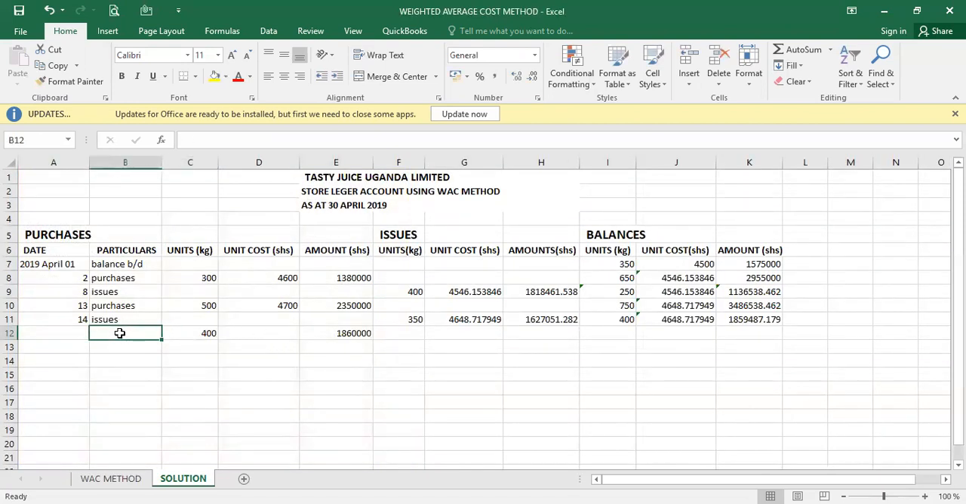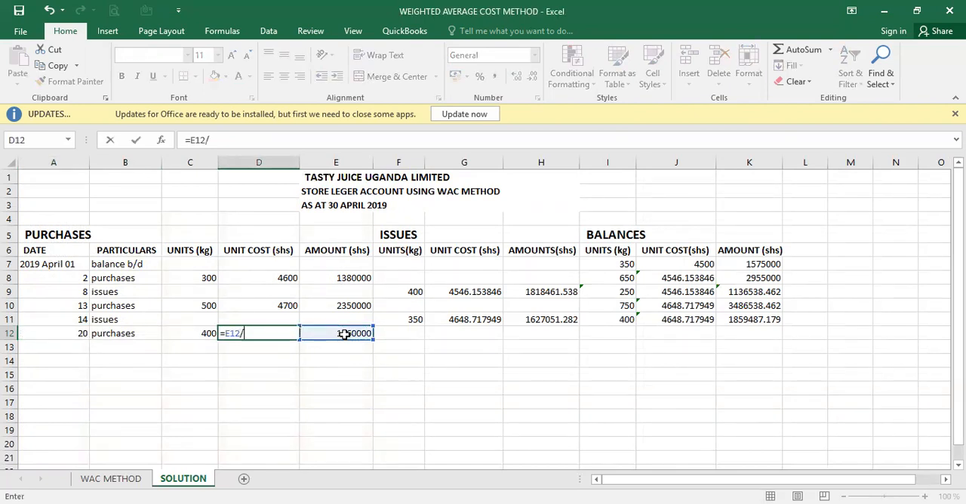These were purchases. Put the narration: purchases. This happened on 20th. Then what will be the unit cost? It will be this divided by this. Then we adjust our balances here by saying this plus this, since we are purchasing. Let's enter.